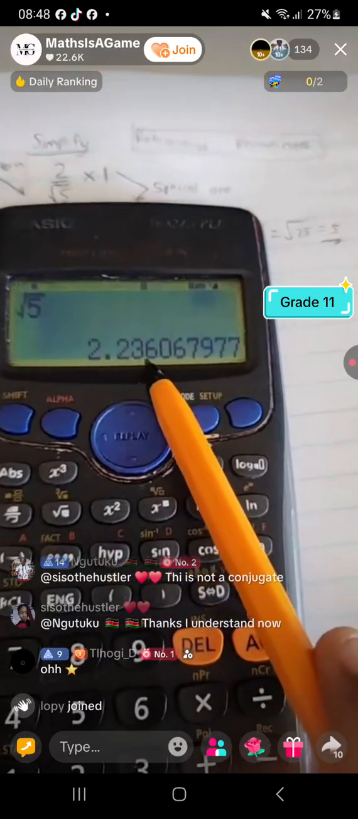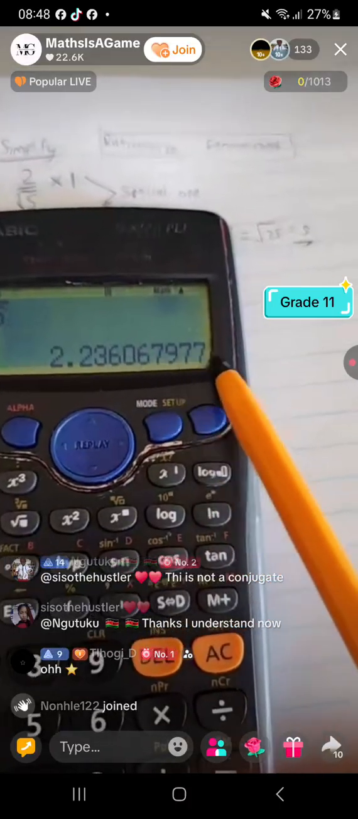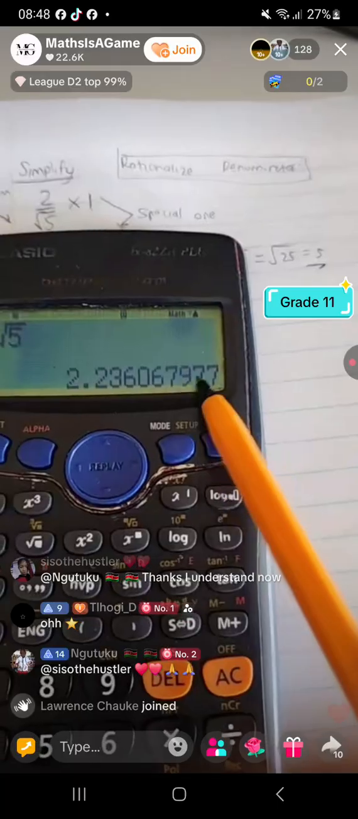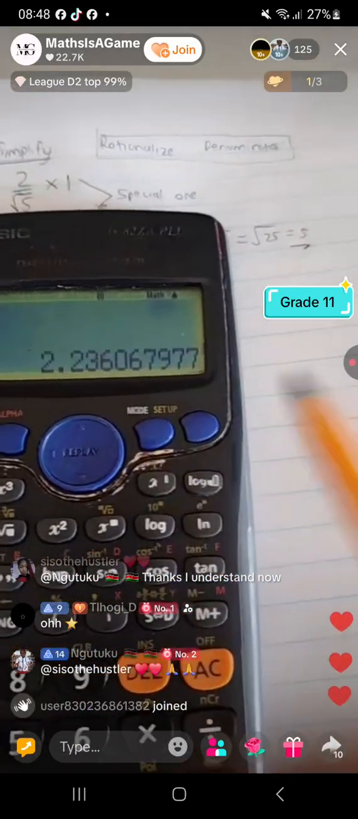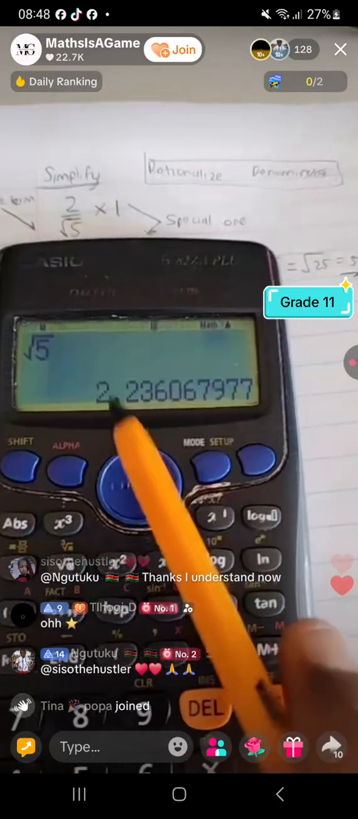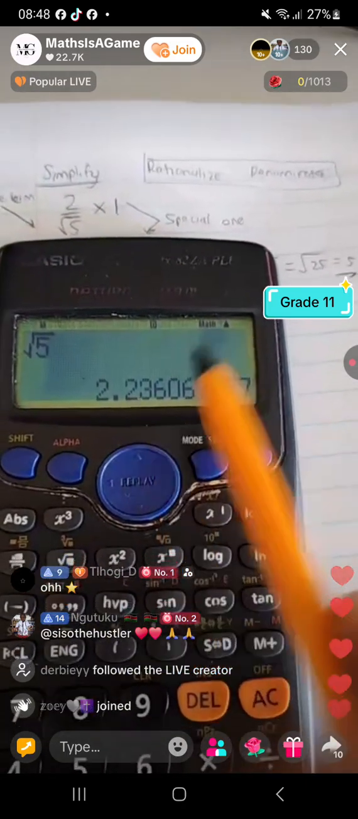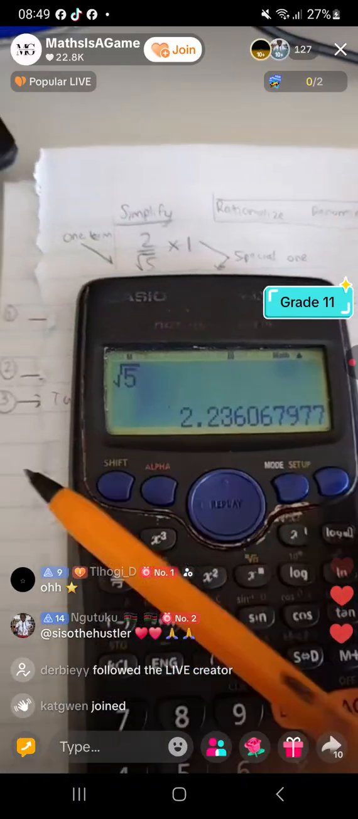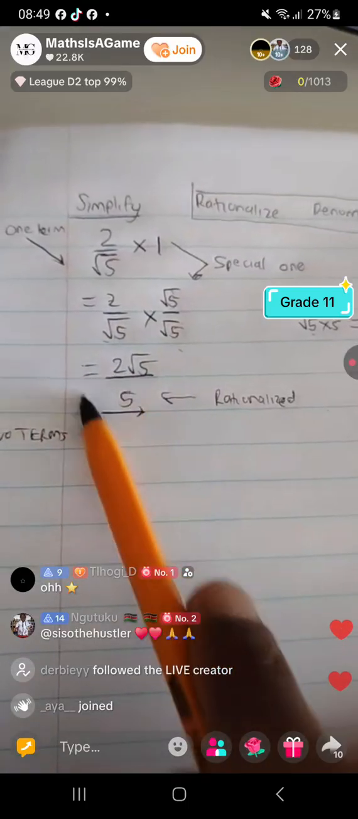You can see here it's 236, 067, 97, and even what you see here is not the end. There's more numbers after this last number. It's just that your calculator is not infinite to accommodate all the numbers that you would see after. So it's non-terminating, it does not stop, and non-recurring. There is no forever repetition of numbers here. So that's why we say this is an irrational number, but we rationalize the irrational number to become rational.